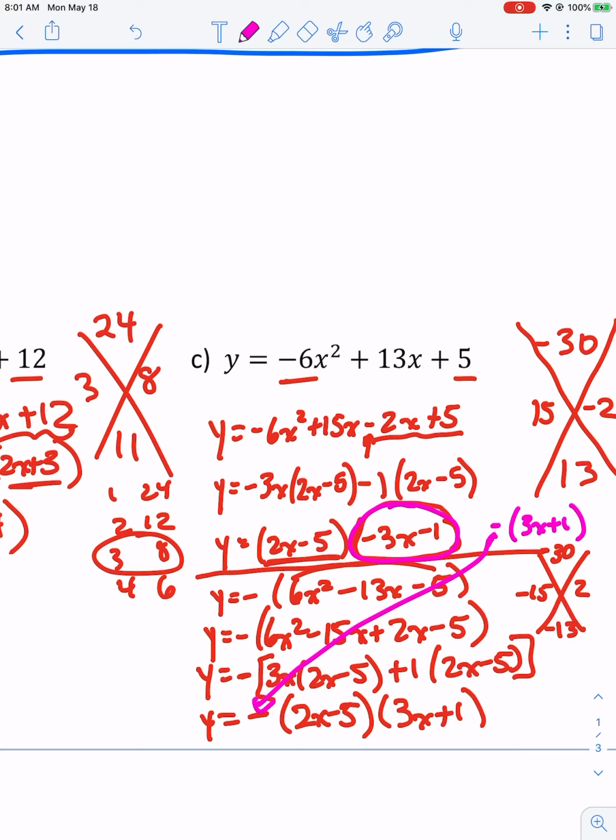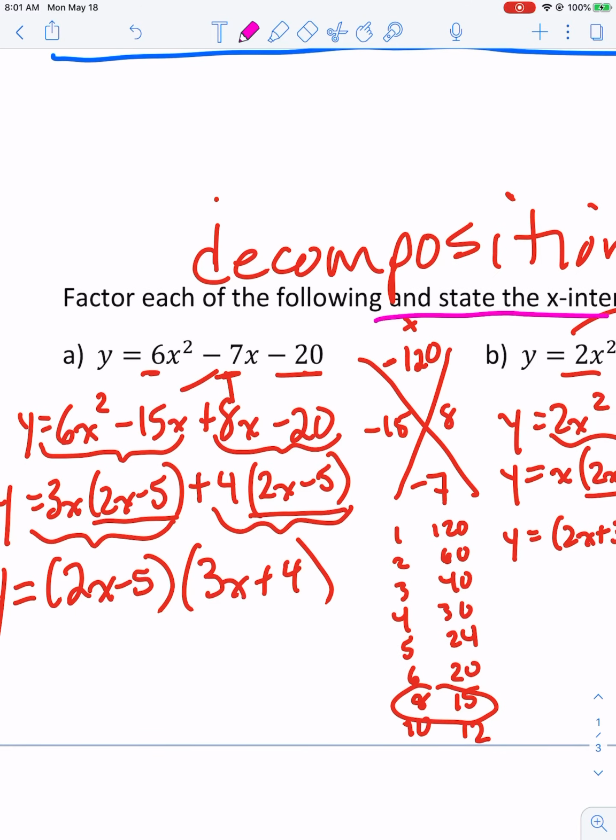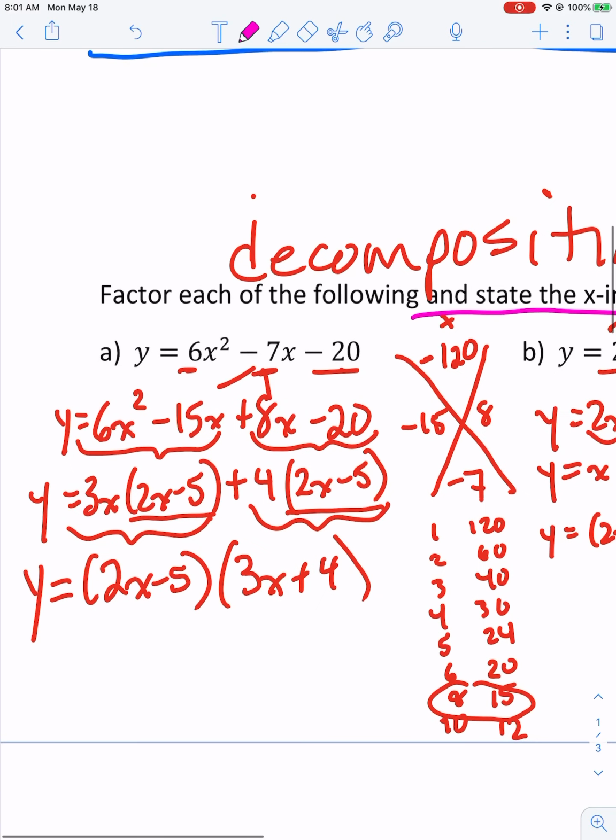Okay, so they are the same question. They give you the same x-intercepts in the end. And let's just talk a little bit about the x-intercepts in this case, because that's part of the question here: factor each of the following and state the x-intercepts. Okay, so remember that fundamental theorem of math says that for the x-intercepts, we want this whole thing to equal 0.